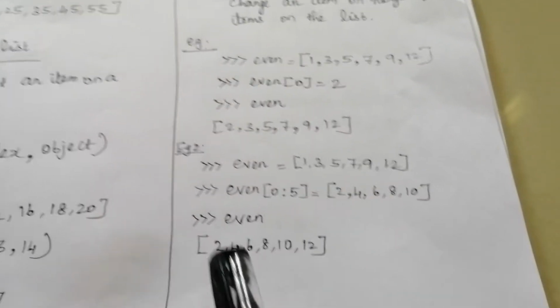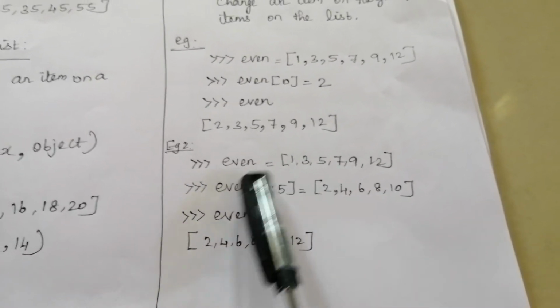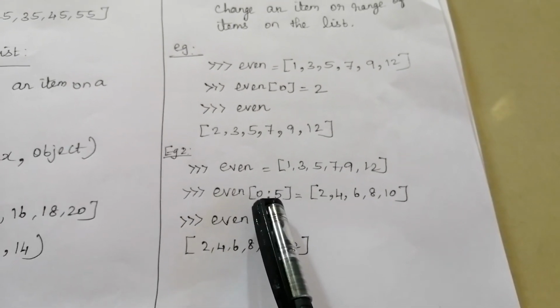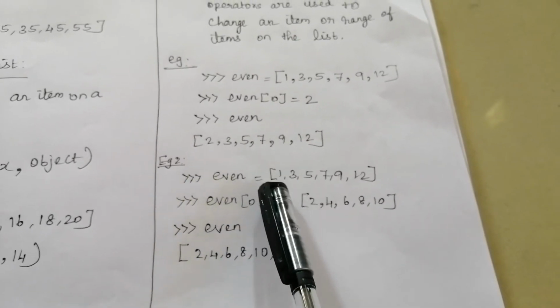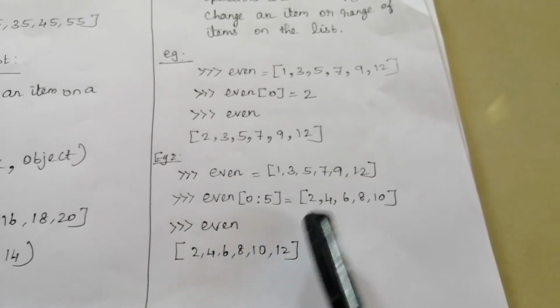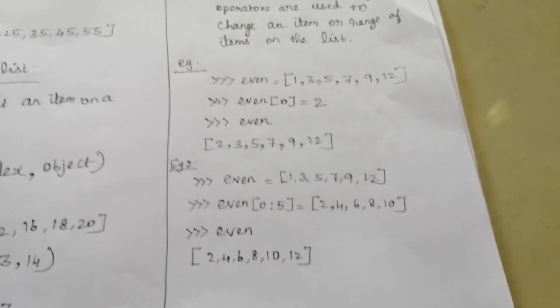That's all. Okay, next I am going to change a range of elements. I have to use the slicing operator to specify the range. So 0:5, automatically from the 0th to the 4th index position the values will be updated: 2, 4, 6, 8, 10. So these values have been updated. So this is the output.